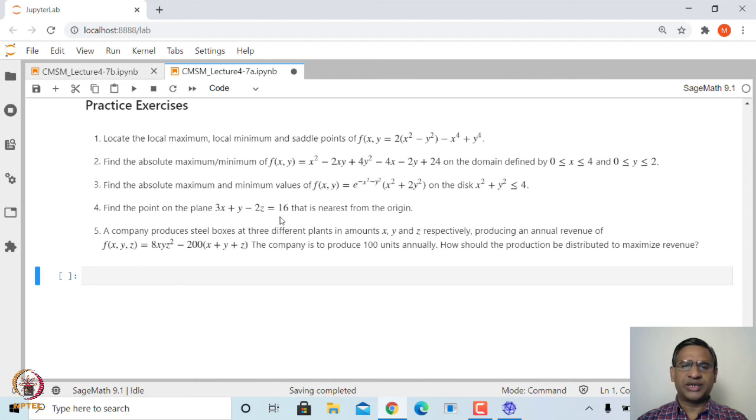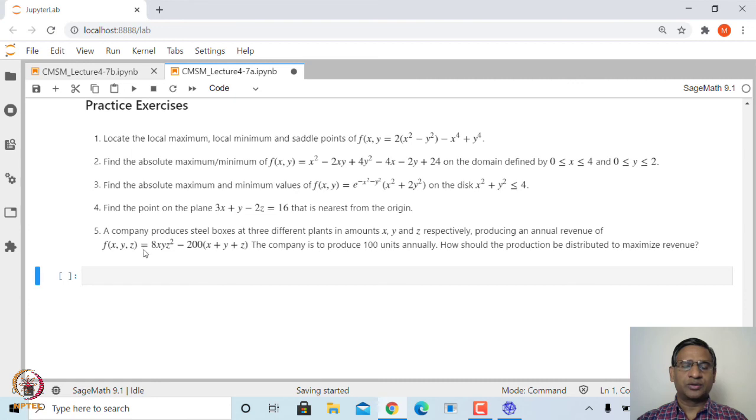And this is: find the point on the plane that is nearest to the origin. That is the same as saying if you take any point on this plane, look at the distance, you need to minimize the distance. The distance from any point x y z will be square root of x square plus y square plus z square, but the square root is not a differentiable function. So, you need to minimize the square of the distance function, that is x square plus y square plus z square. That is a very easy problem, and this is again a problem in 3 variables.